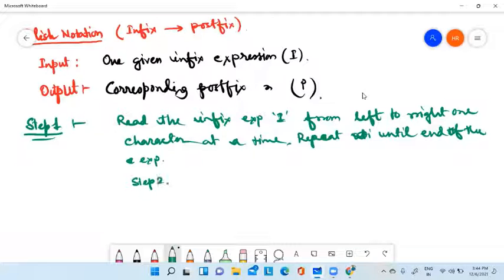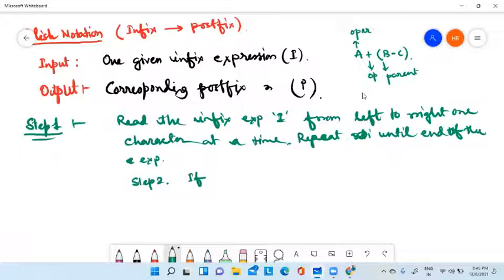I am repeating step 2. Look, what can we get if we have any expression? We can get operators, we can get operands, and we can get parentheses. So these are the things that we can encounter.